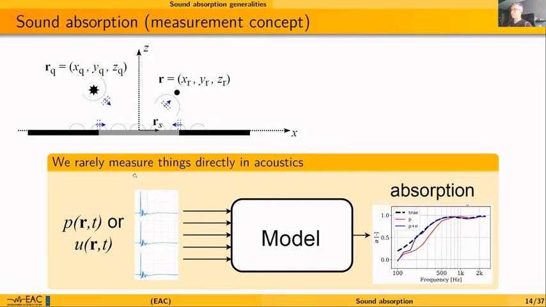And what usually happens is that we rarely measure things directly in acoustics. So we don't have a machine that actually measures the absorption. So we have methods in which we can measure the sound pressure or particle velocity in a point above the material. And then we use a model to compute the absorption or impedance or reflection coefficient. So this process happens every time.